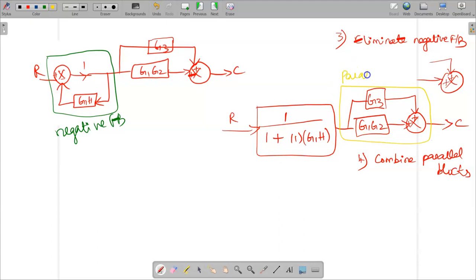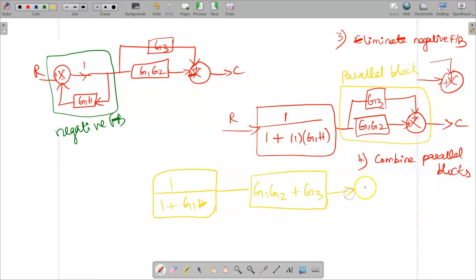So for a parallel block I can add the elements in the parallel path. Series means you can multiply the elements in the particular path. Parallel means you can add the values in the parallel path. So the first term remains the same, 1 by 1 plus g1h, and then followed by these two terms, just add and write g1 g2 plus g3. You are combining the parallel path, and then you have C, here it is input R.